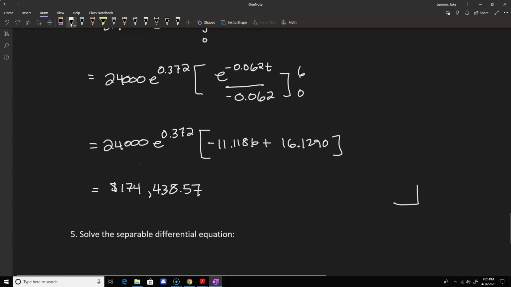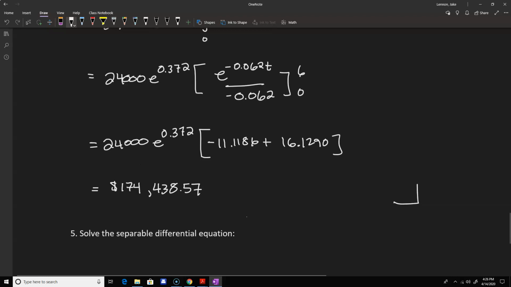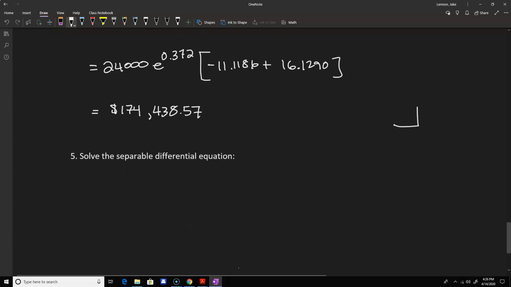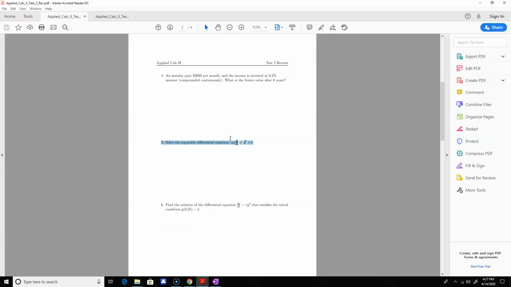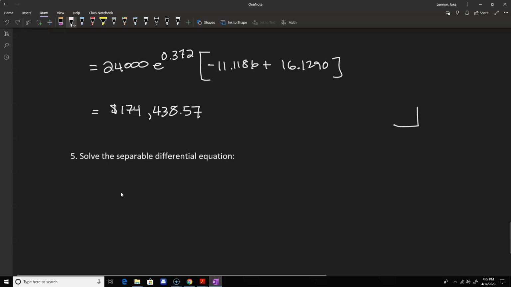Okay, so let's move on to number 5. So number 5 is solving a separable differential equation. It doesn't translate too well if I copy and paste it. So let's go ahead and just, that's xy dy dx equals y squared plus 1. So we have xy dy dx equals y squared plus 1.